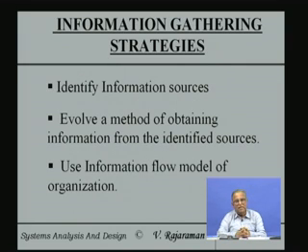Now, let us look at the strategies for gathering information. First of all, we have to identify information sources. What I mean by identifying information sources is there may be multiple information sources apart from the interviews. So, we will have to identify these things and evolve a method of obtaining information from these identified sources. In other words, what are the sources, and then how do you get information from those sources. And there is something called an information flow model of an organization to get an idea of how information actually flows in an organization, so that can be used.